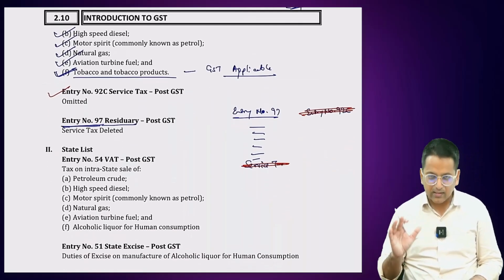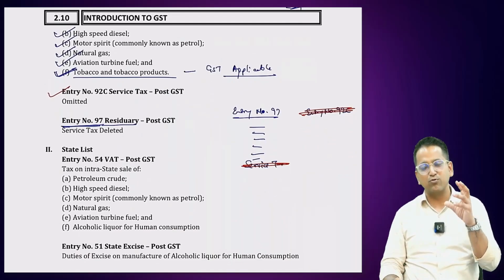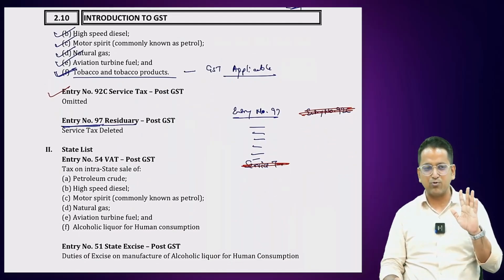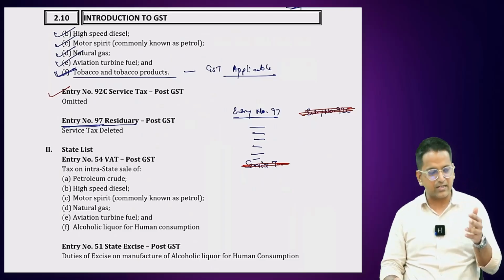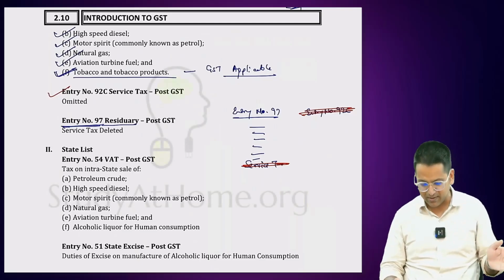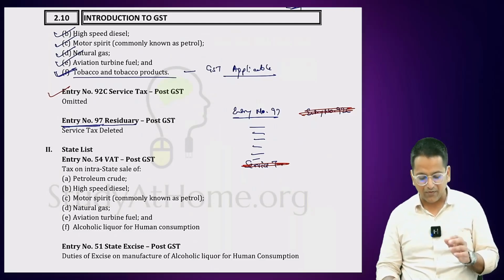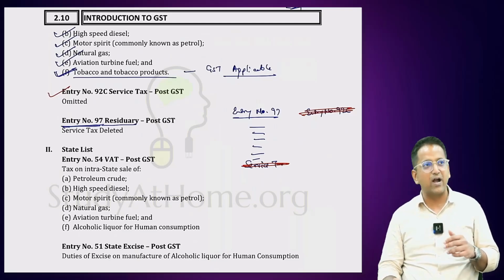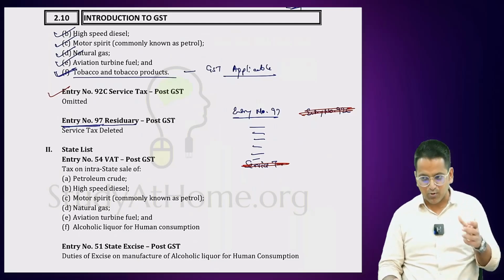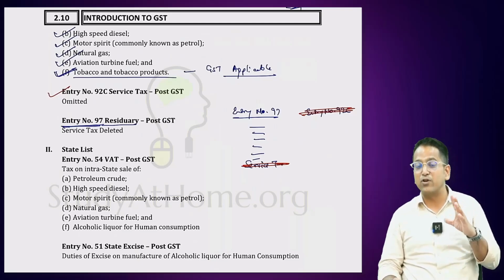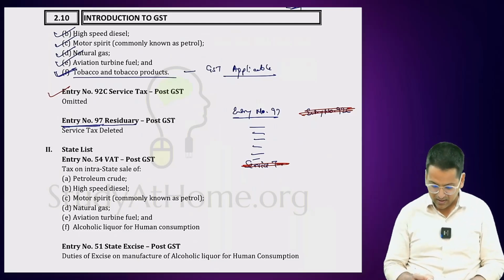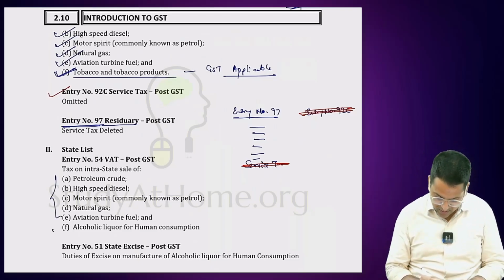So this was central. What changed in the union list? Entry number 82, 84 was changed, 97 was changed, entry number 92C was deleted. In the state list, there is VAT under entry number 54. What changed in it? VAT was also the same. It was on all items. Now this was levied on 5 petrol products and alcoholic liquor for human consumption. Okay? 5 petrol products and alcoholic liquor for human consumption.